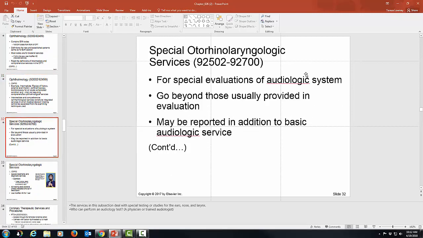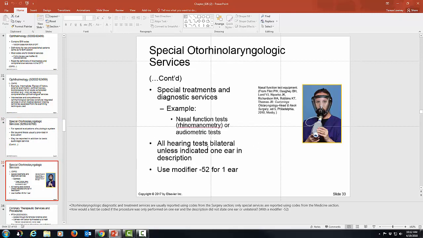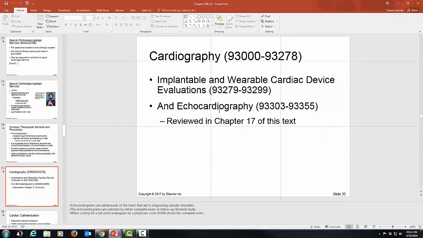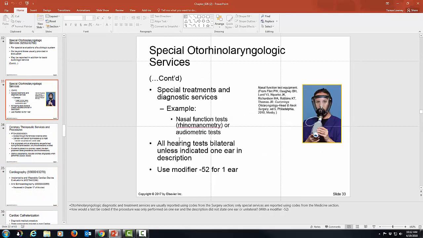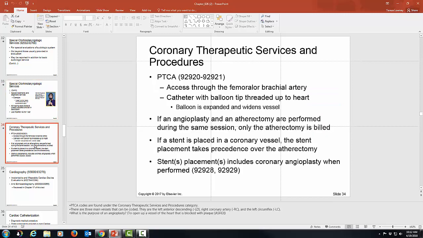Special otorhinolaryngologic services. These are for special evaluations of the audiologic system. They go beyond those usually provided in an evaluation, and they may be reported in addition to the basic audiologic service. So there are some more special ones that you can read about. And all hearing tests are bilateral unless there's only one ear. Again, this is the same kind of thing that we want to make sure that you're using that modifier 52 for.